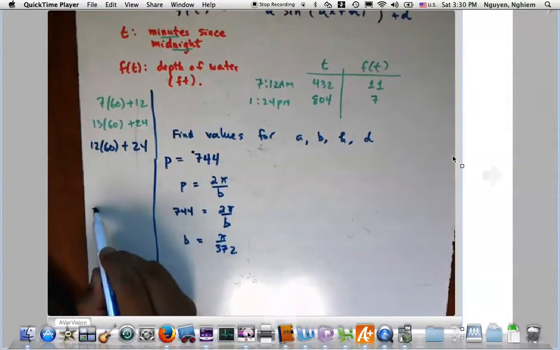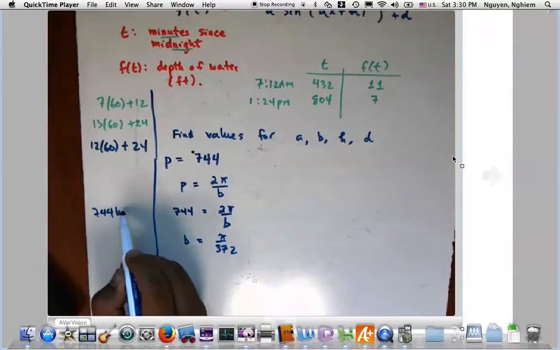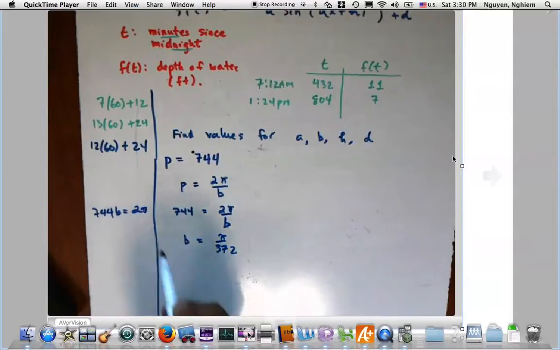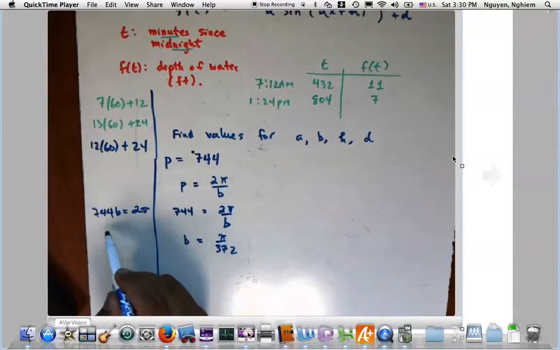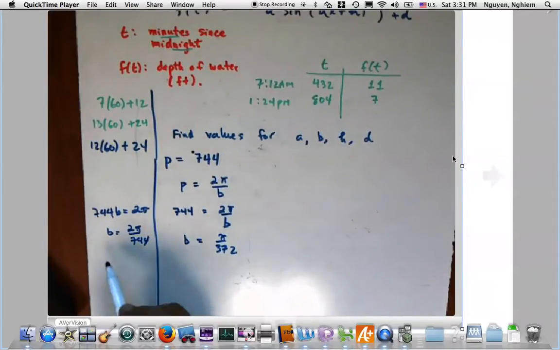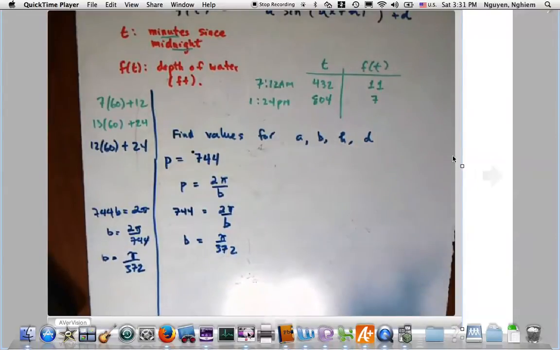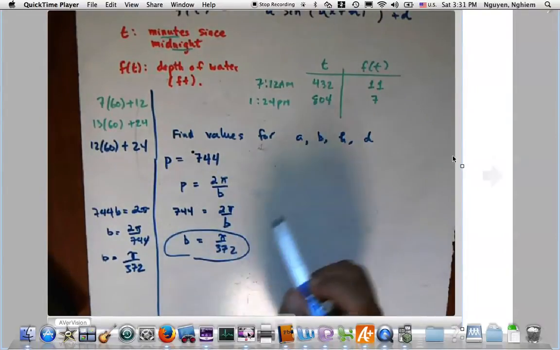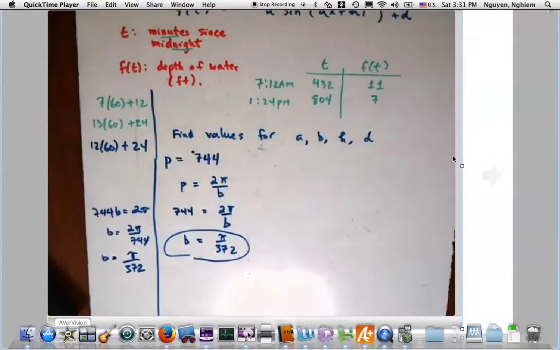Multiply both sides by b: 744b equals 2 pi. Divide both sides by 744. b is equal to 2 pi over 744. And then you're going to reduce the top and the bottom. So that gives you pi over 372, just like what we have here. And so that's one part. We're going to take this and substitute it in later.